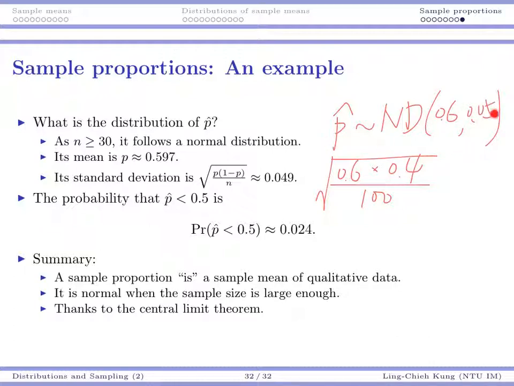So once you have this, you can calculate the probability for boys to be less than girls in your sample. And that means your probability, your p hat is less than 1/2. And to calculate this, it has nothing different from doing a tail probability for a normal distribution. Okay, something you already know how to do. So a quick summary. A sample proportion can be viewed as a sample mean of qualitative data.